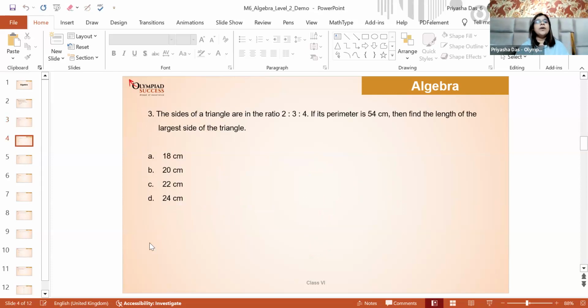Here we go to this number of sides in a triangle, which is 3. All the 3 sides are in separate ratios and the perimeter is shared with us. Oh, this is easy. Guys, go ahead.